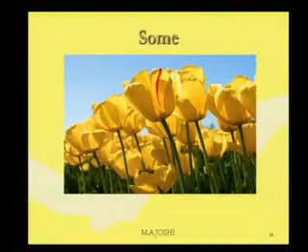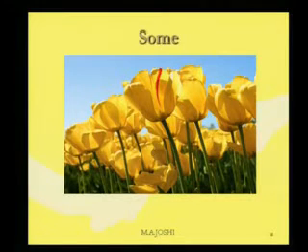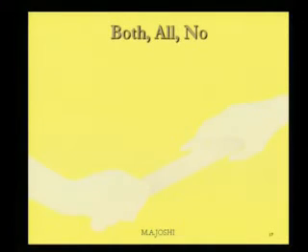So this is a picture of some flowers. There are some flowers in this world which are of yellow color. So we can say the sentence in this way: some flowers are of yellow color. Now we'll go forward with other ones: both, all, and no.